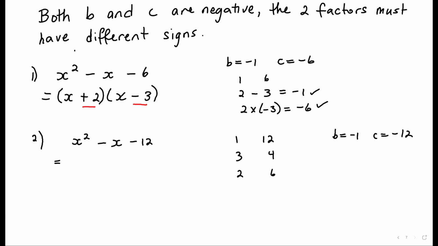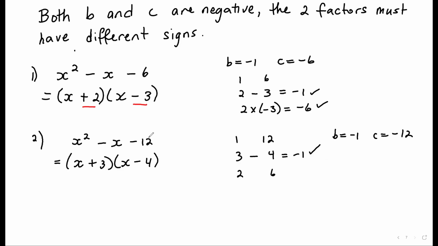So if I use 3 and 4 and I say 3 take away 4, I will get negative 1. So here it's minus 4 and it's plus 3. So in my brackets, I'll have x plus 3 by x minus 4, because 3 plus minus 4 is minus 1 and then 3 times minus 4 is minus 12, right?